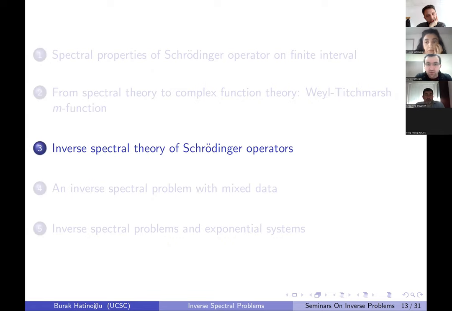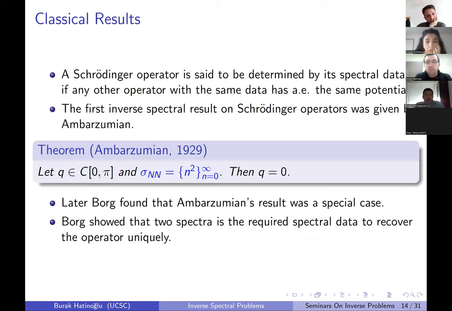Okay, after all this discussion, now we can discuss some results from inverse spectral theory of Schrödinger operators. Let me start with classical results. Here we will discuss uniqueness results, and more explicitly, we will say that a Schrödinger operator is determined by its spectral data if any other operator with the same data has the same potential almost everywhere on the interval we work on. The first inverse spectral result of that type goes back almost 100 years, and it was given by Ambartsumian. What he said is, if we consider a potential which is continuous on our interval 0 to pi, and if we assume its spectrum with Neumann-Neumann boundary conditions is n squared, then this potential is zero.